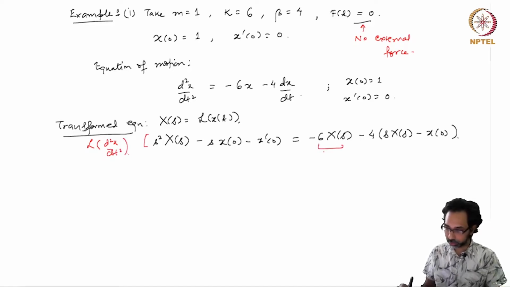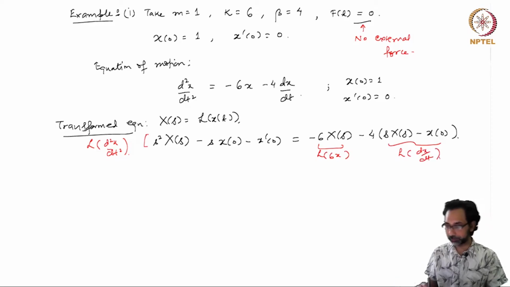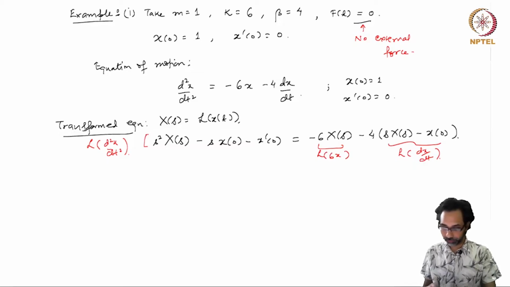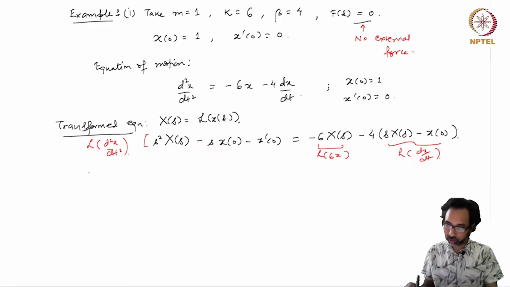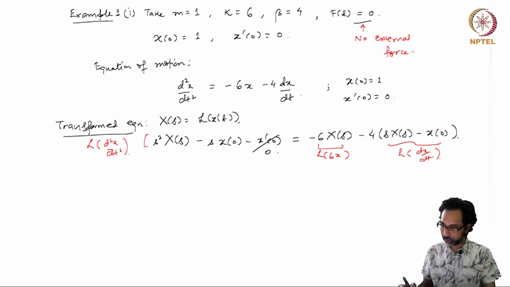This part is the Laplace transform of 6x, and this part is the Laplace transform of dx over dt. So we get this transformed equation. Now we can simplify because x'(0) is 0, so this is 0, and x(0) is 1. So here we have 1 and here we have also 1.